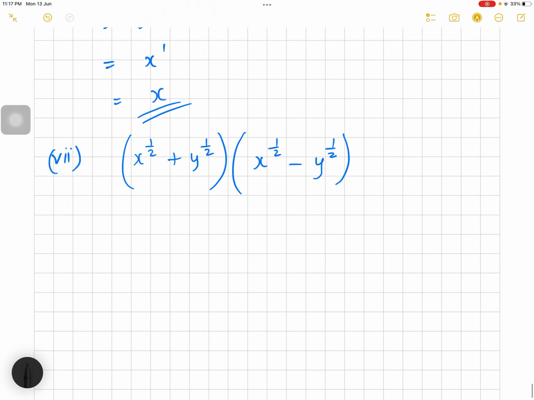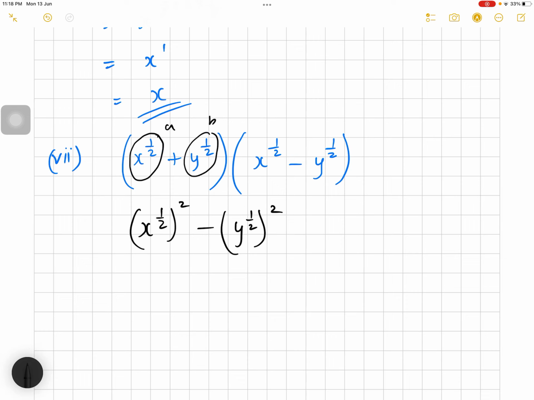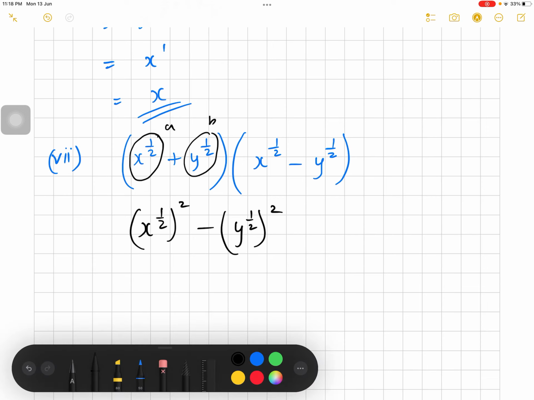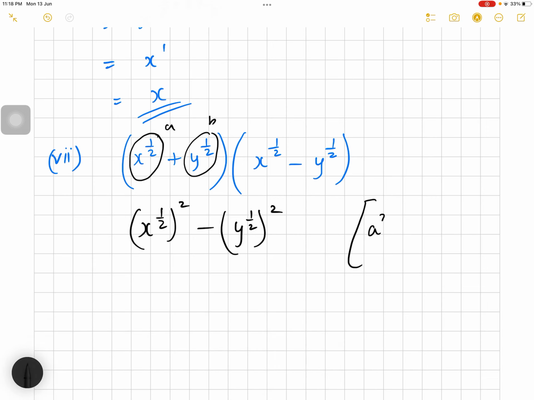So how can I write this? a square minus b square. So x raised to 1 by 2, this is a square minus b square. So this is a and this is b, right? So I'll just write the formula here. a square minus b square is equal to a plus b, a minus b. I use this formula and I'm writing this.